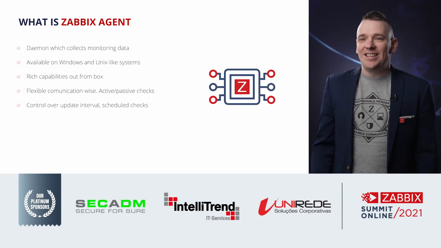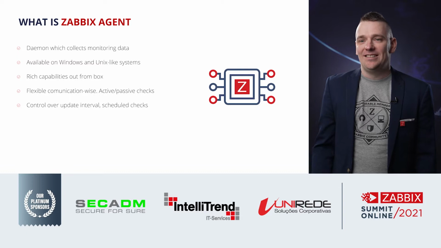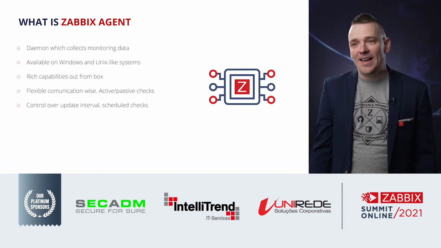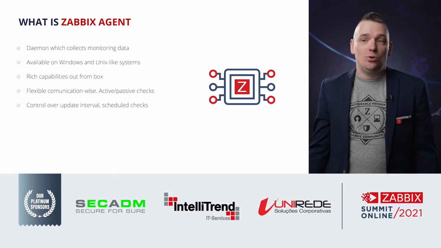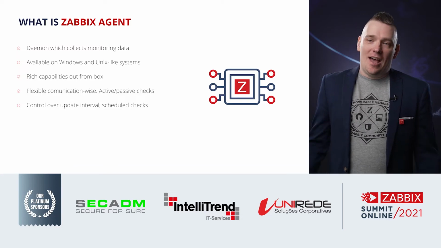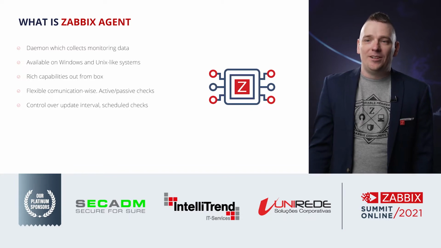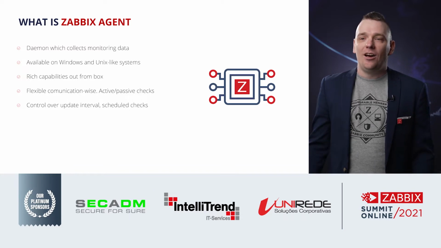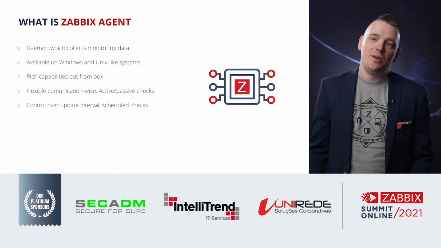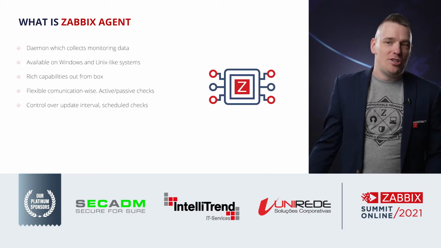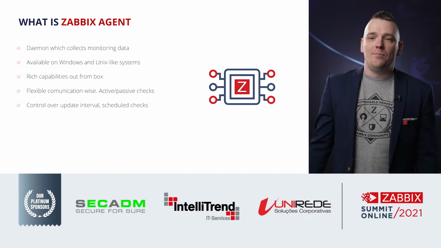So Zabbix Agent is a small daemon which collects monitoring data, and this daemon is available and installable on Windows and any Unix-like system. This daemon also brings rich capabilities out of the box. A lot of things are possible to capture, like file system usage, memory usage, CPU usage. Those are the basic things, but there are much more.